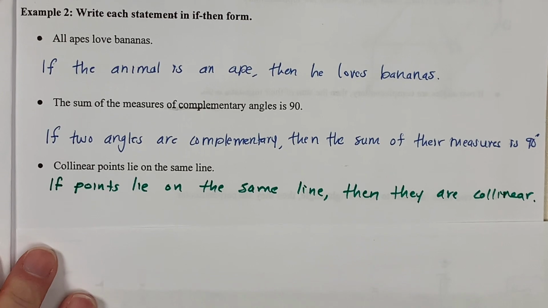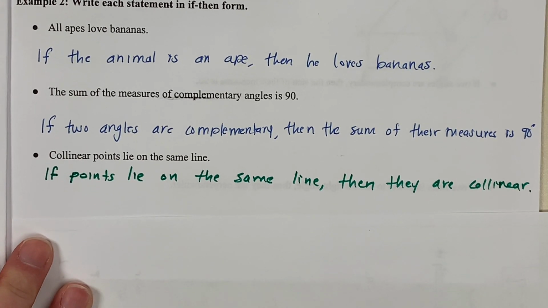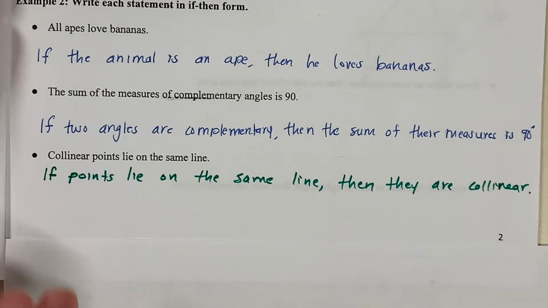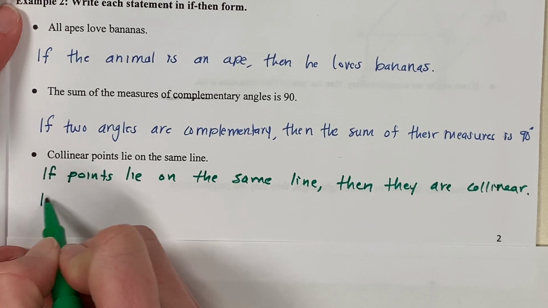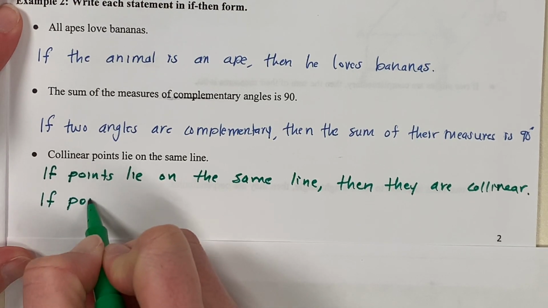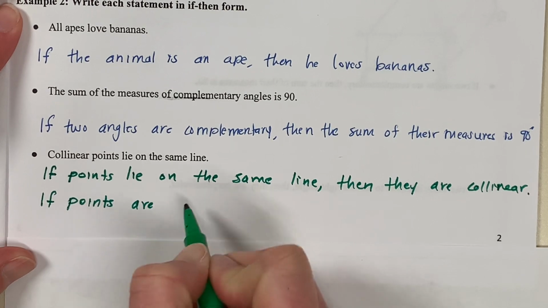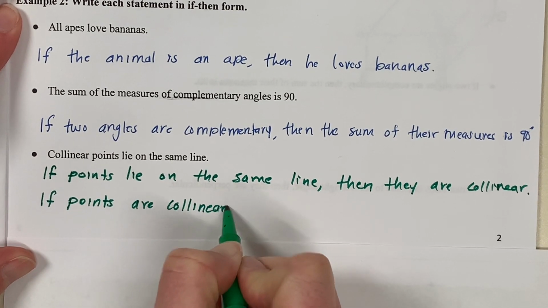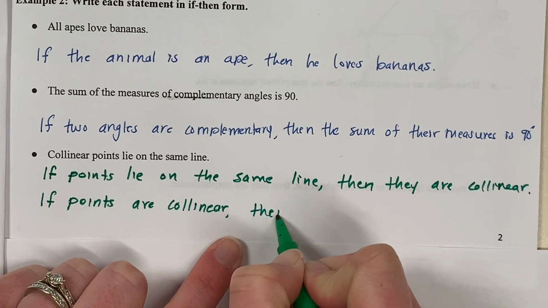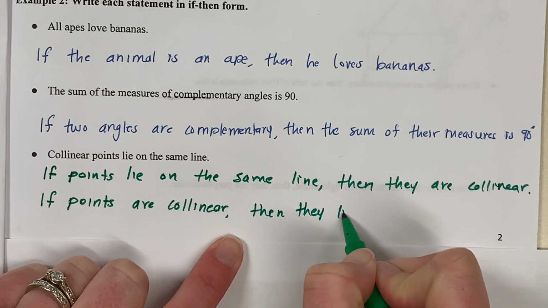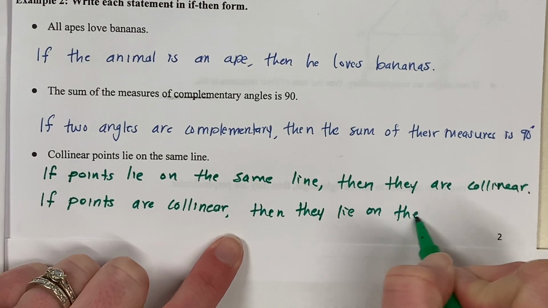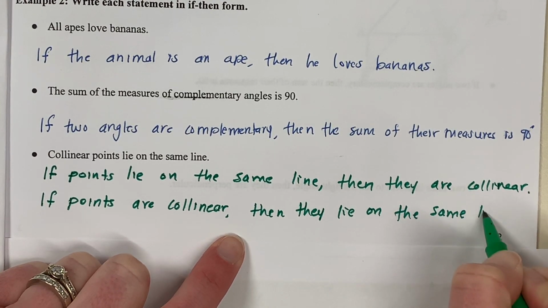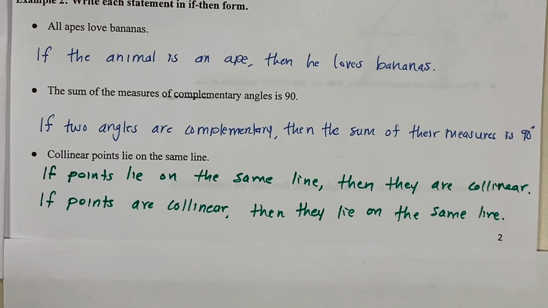Another way we could write this, if points are collinear, then they lie on the same line. So this is a second option. If points are collinear, then they lie on the same line. Even though I've changed the order of the words, if still comes first, and it's followed by then.